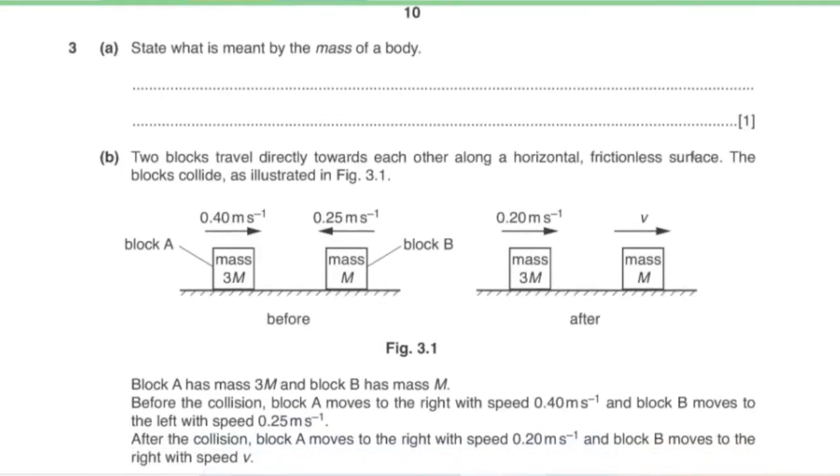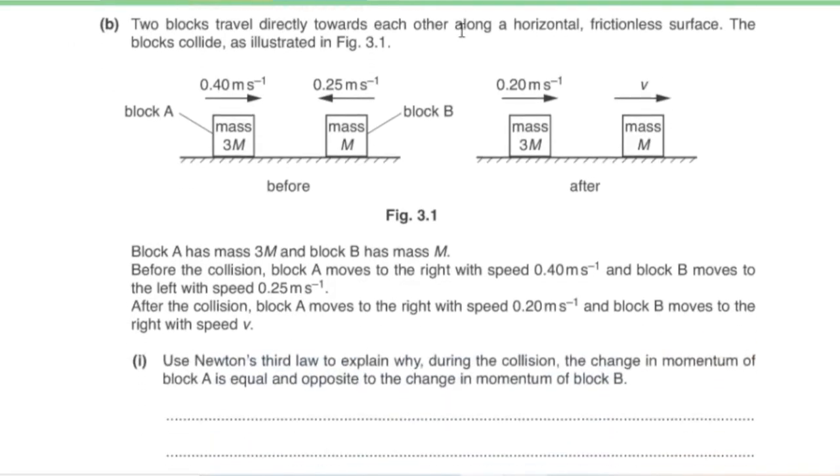Question number 3, part A, state what is meant by the mass of a body. So that's the quantity of matter in that body. Part B, the two blocks travel directly towards each other along a horizontal frictionless surface. The blocks collide as illustrated in figure 3.1.